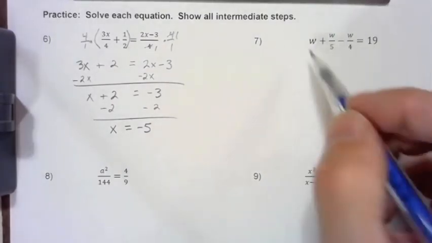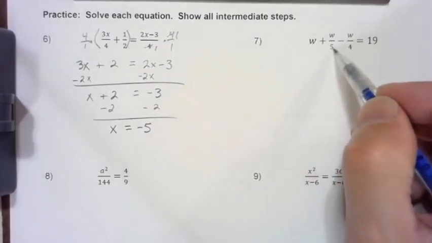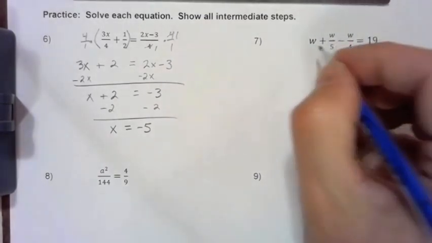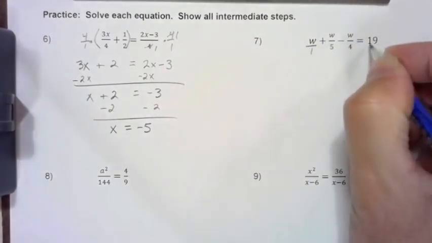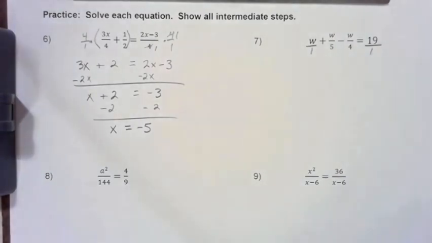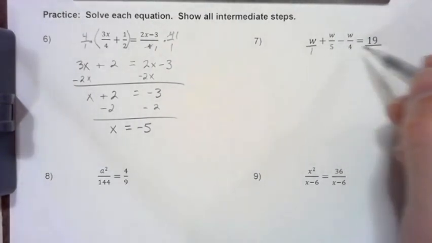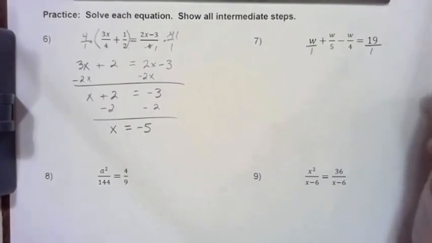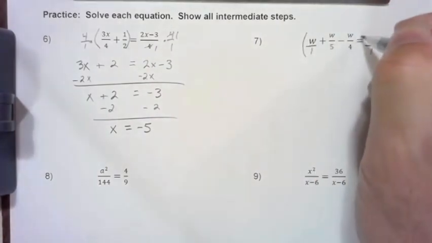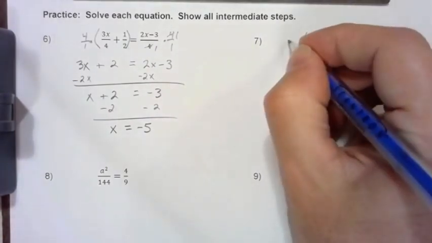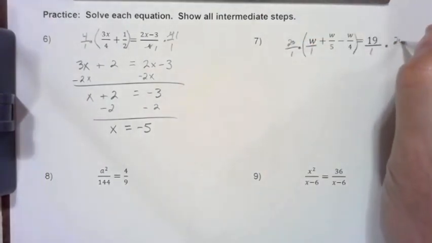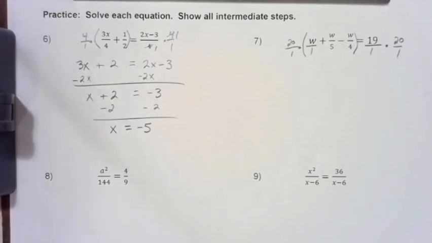Looking at this example here, number 7, w plus w divided by 5 minus w divided by 4 equals 19. This w has a denominator of 1, 19 has a denominator of 1. My denominators are 1, 5, 4, and 1. What's the least common multiple of 1, 5, and 4? Well, that would be 20. All right, so I'm going to multiply everything on the left by 20, and I'm going to multiply the right by 20 as well.